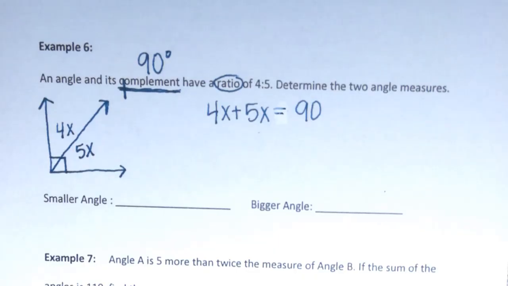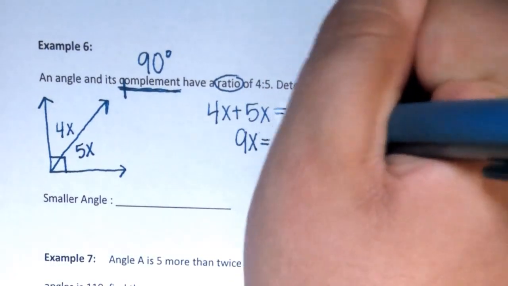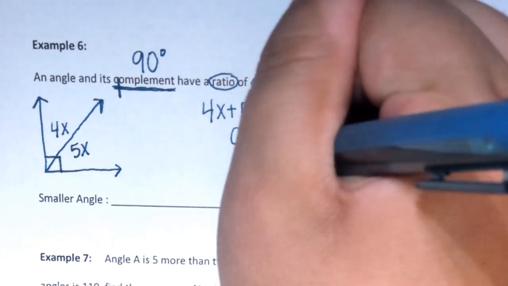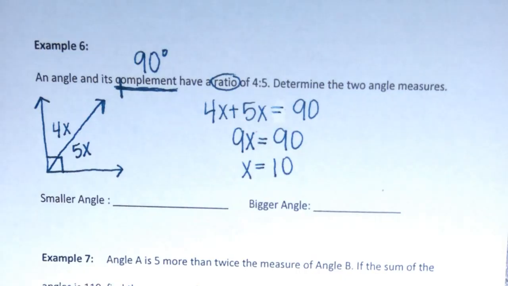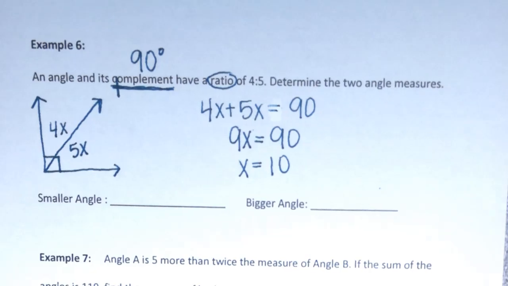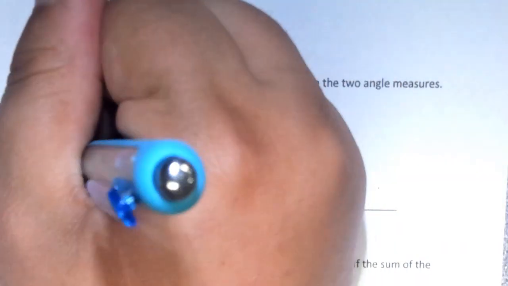So, what do I do now? And what's 4x plus 5x? And what is x going to be? What is my smaller angle going to be? 4 times 10 is... And what is the other one going to be?